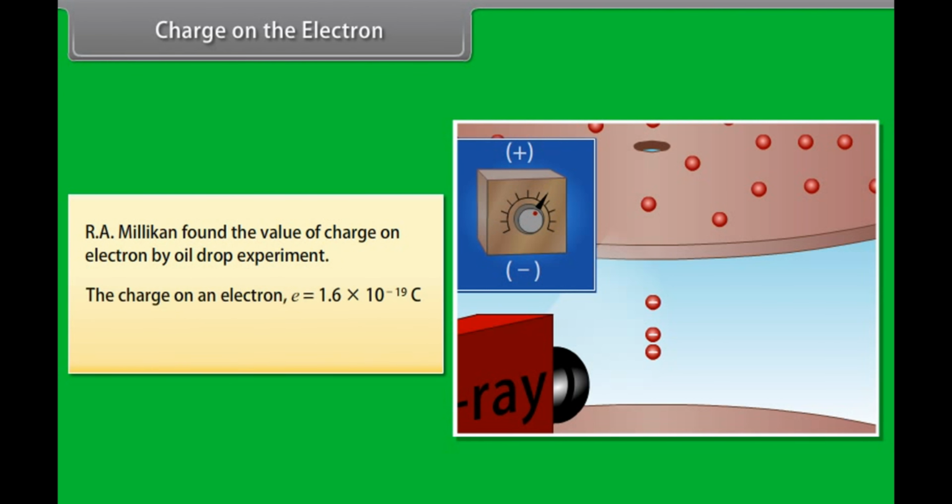Thus, the charge on an electron e is equal to 1.6 × 10^-19 coulomb. Mass of the electron me is equal to 9.31 × 10^-31 kilogram. Discovery of protons and neutrons.